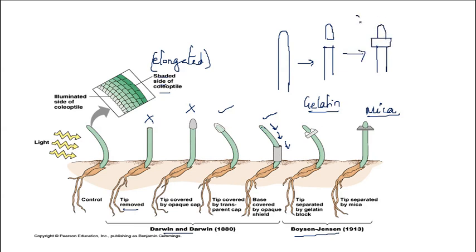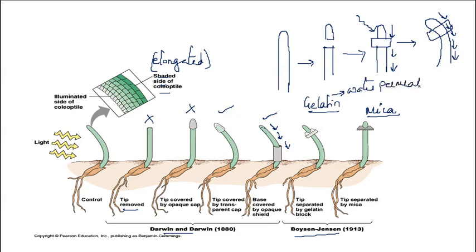See the shady region, the cells of the shaded region are more elongated because they have a high amount of auxin. So auxin diffuses from the tip part to the shaded region downwards. The shaded region has elongated cells and the illuminated side has a small number of non-elongated cells. What if they removed the tip part and allowed the light to pass through? When the tip part is removed, the auxin will not be synthesized, so no bending.